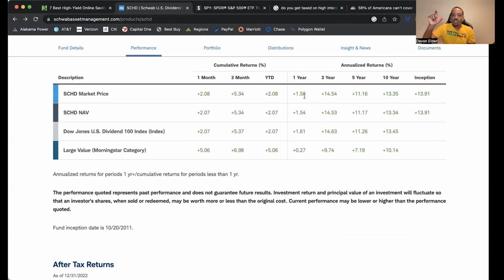And even though we've been through the year that we've been through in 2022, let's just put 2022 into perspective, because I really want to put this into perspective for a second here.